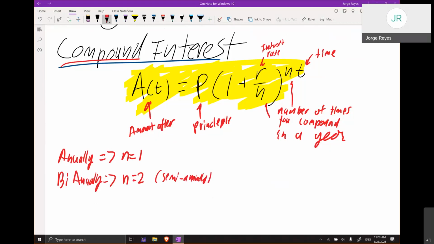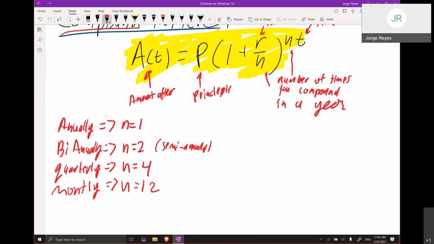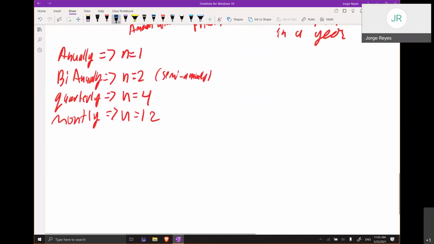You probably won't get questions like that. One of the most common is quarterly. If they say you compound quarterly, that means you compound once every quarter, which means you compound 4 times in a year. And if you have a bank account or anything that pays interest, monthly means 12 because there's 12 months in a year. Now here's the one you might not know, depending on how much of an adult you are. Weekly means N is 52.